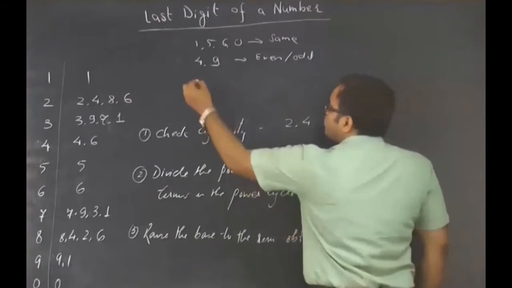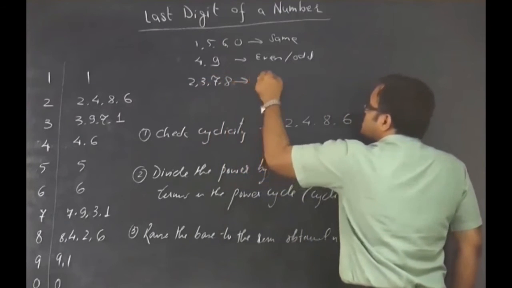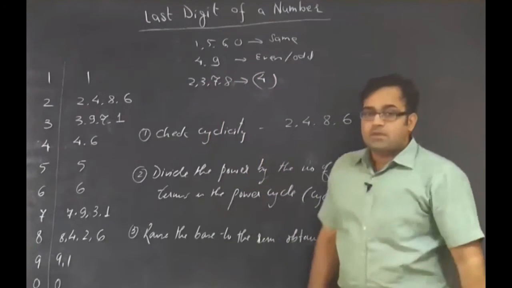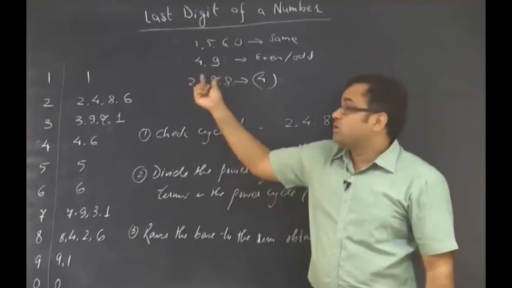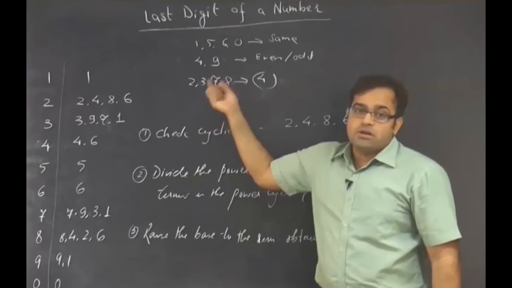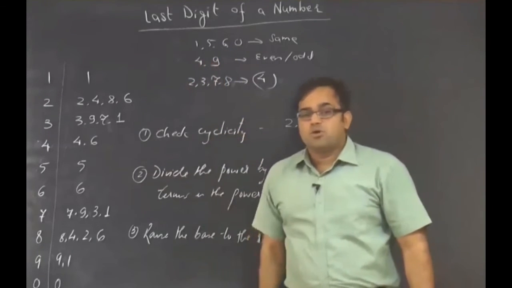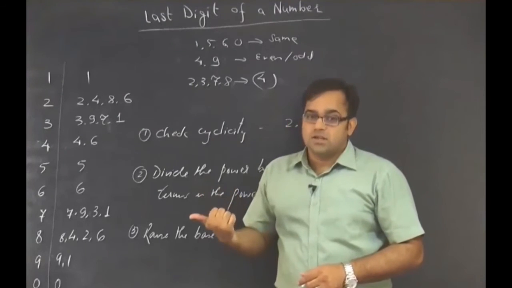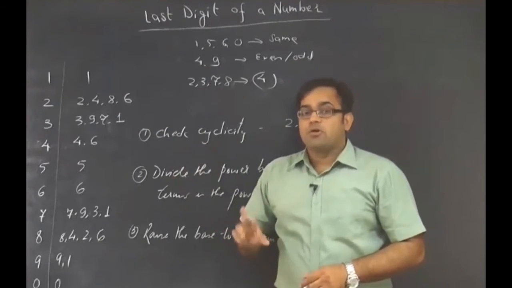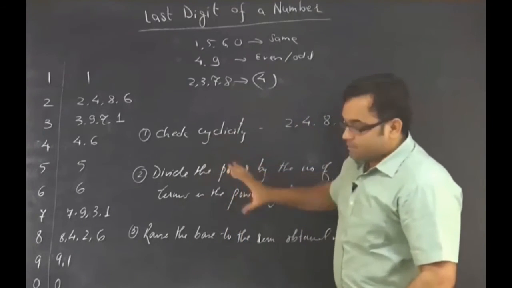For the remaining 4, 2, 3, 7 and 8, the cyclicity is 4. Because the cyclicity is 4, whatever power term we have, we divide it by 4, and whatever remainder is obtained, we raise the number to that power, and that will be the last digit. The only thing to keep in mind is that in case the remainder is 0, I need to raise the number to the power 4 and not 0. So with that the basics should be sorted.